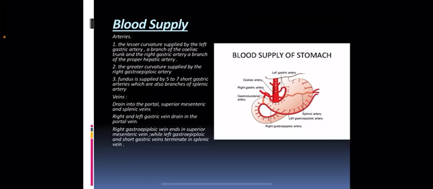The veins drain into the portal, superior mesenteric and splenic veins. The right and left gastric veins drain into the portal vein, the right gastroepiploic vein into the superior mesenteric vein, while the left gastroepiploic and short gastric veins terminate in the splenic vein.